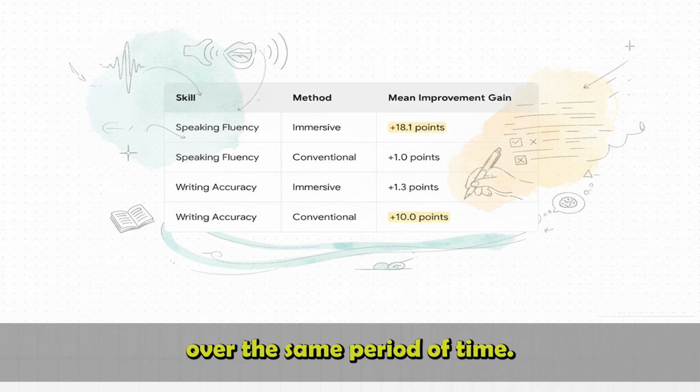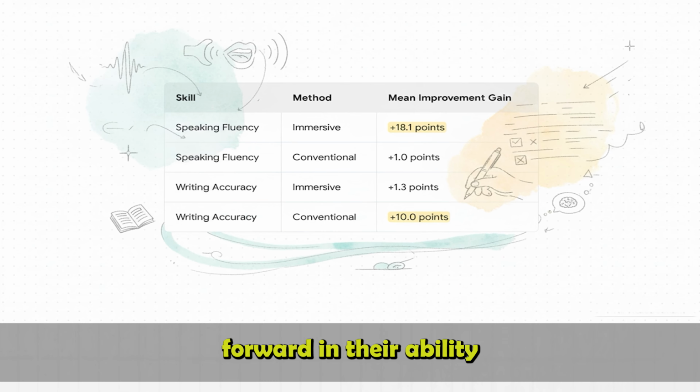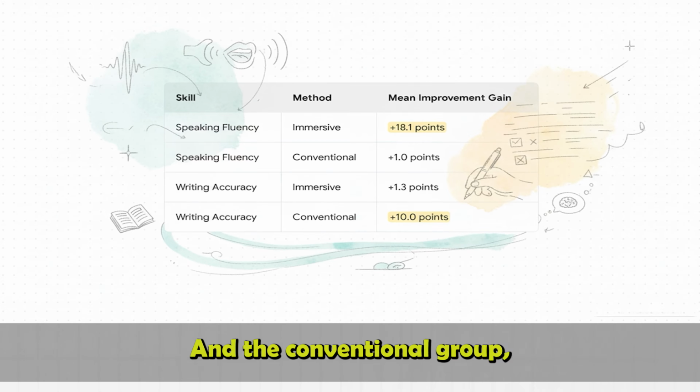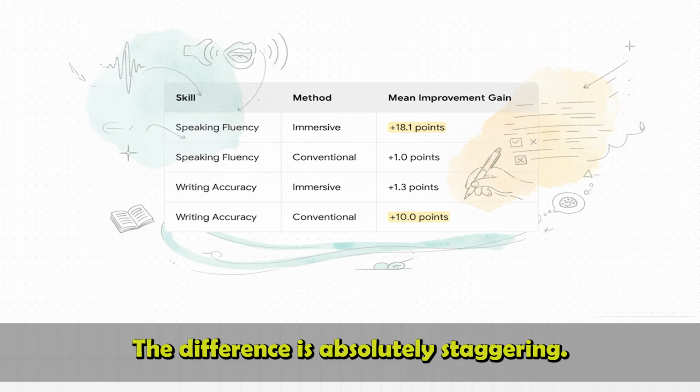Now, focus on that first skill, speaking fluency. The group in the immersive program improved by a massive 18.1 points. That is a huge leap forward in their ability to speak smoothly and naturally. And the conventional group? They improved by just 1.0 point. They barely moved the needle at all. The difference is absolutely staggering.